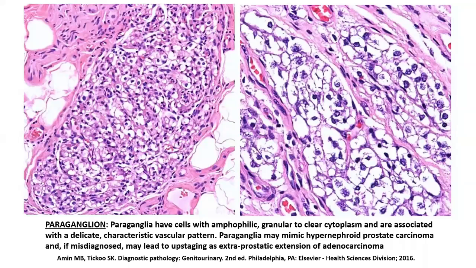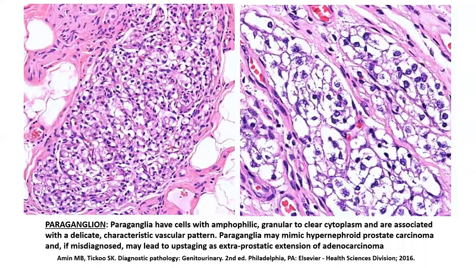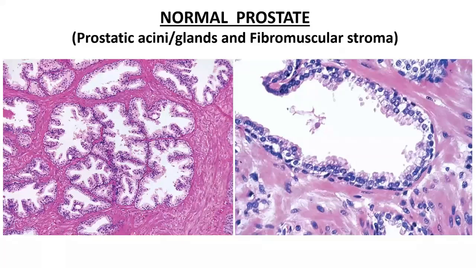The presence of a ganglia like this is not actually a problematic issue. However, the paraganglion is a structure which might sometimes be mistaken as a hypernephroid prostatic carcinoma simply because the cells are often clear and pale in appearance, and they have a kind of a coalescent morphology to them, which might lead to a mistaken diagnosis of a hypernephroid grade 4 prostatic carcinoma. Be aware of the diagnostic pitfall.